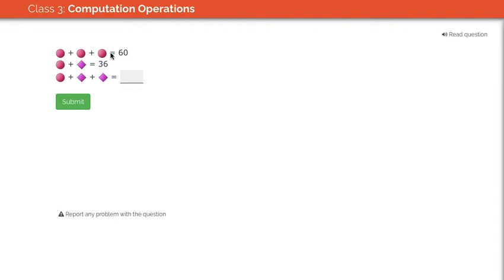Let's see. So this plus this plus this will equal to 60. It can be 20 plus 20 plus 20 equals 60. 20 plus 16 is equal to 36. Now 20 plus 16 plus 60. 16 plus 16 is equal to 36. 16 plus 16 equals 32, plus 20, which is 52.